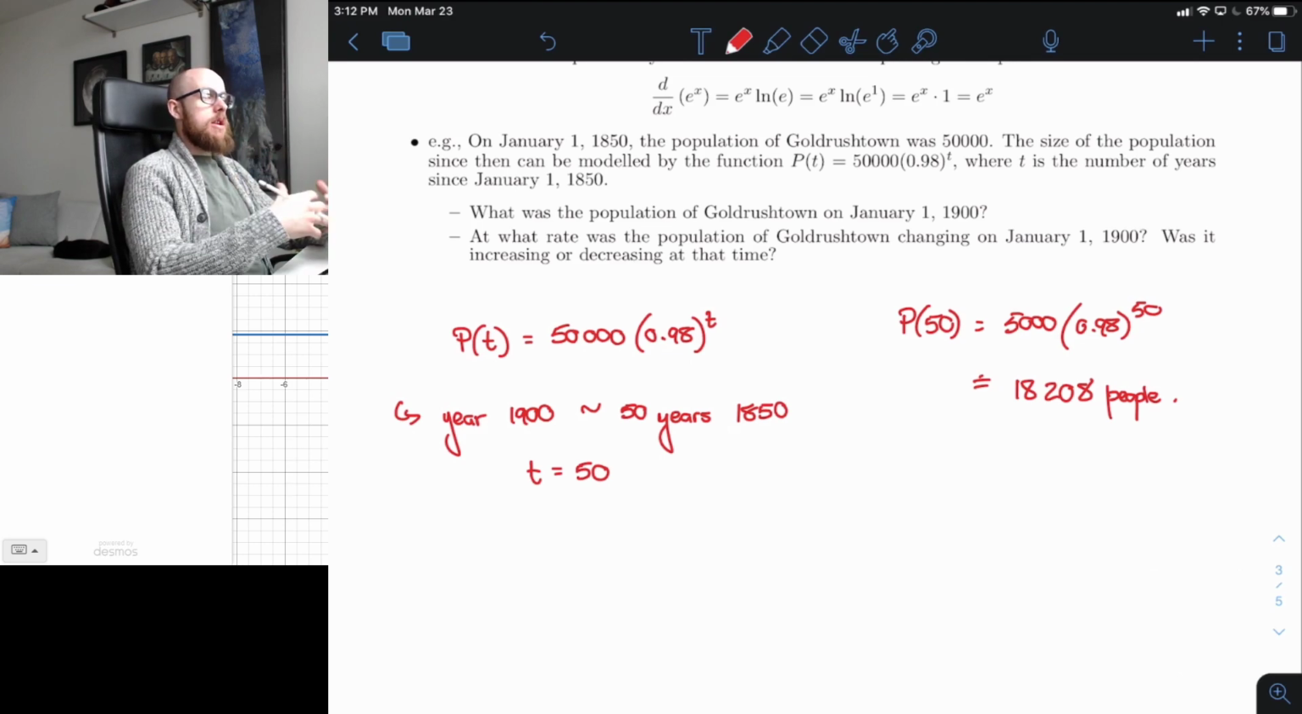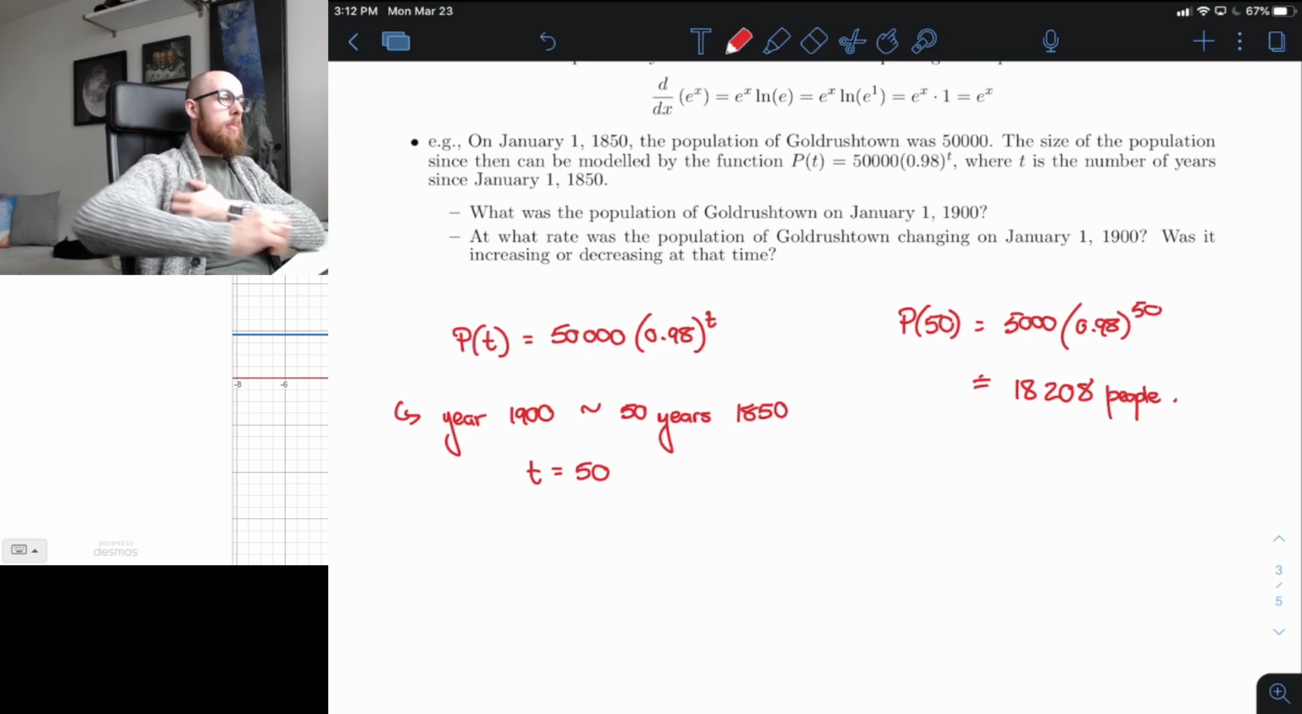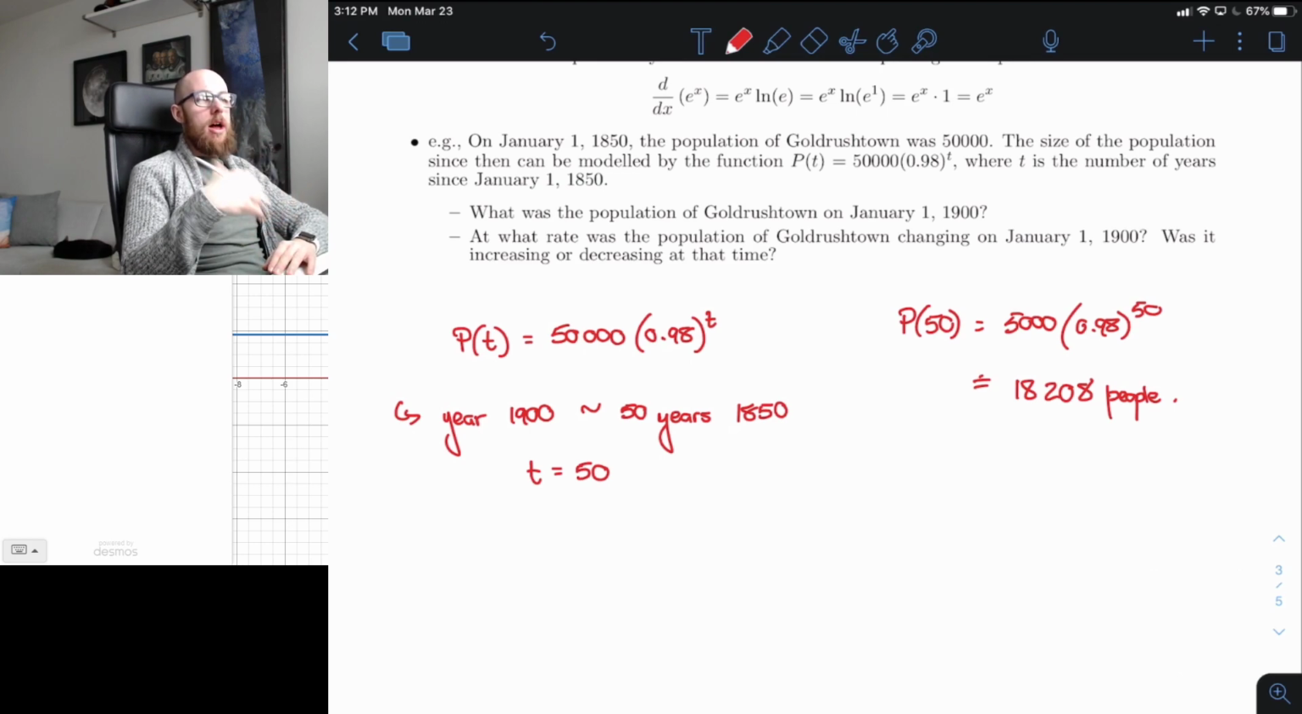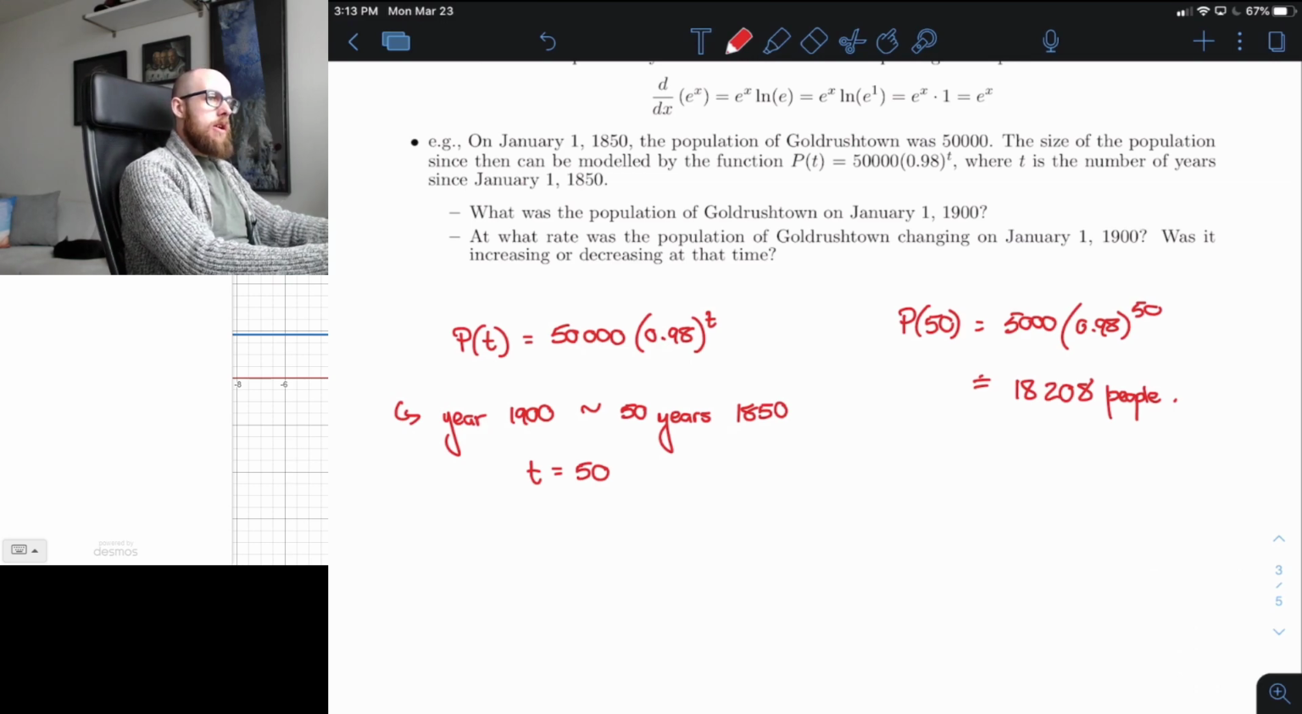Now, in order to figure out the rate that the population is changing at, we're going to have to take the derivative, right? When we compute the derivative, if it's a positive number, it means the population is increasing. But if the derivative is negative, it implies the population is decreasing because the slope is negative. So if the slope is negative, then our population is getting smaller with time. To answer part B here, at what rate was the population of Gold Rush Town changing on that date? We have to take the derivative.